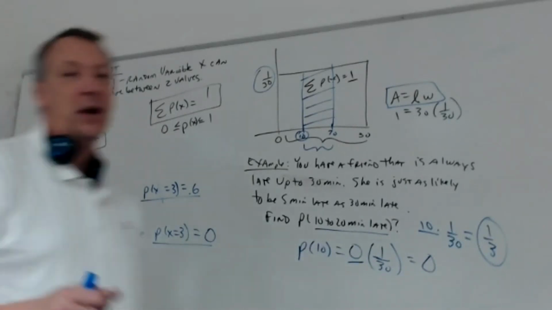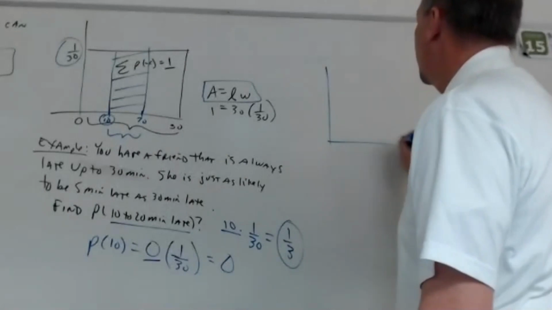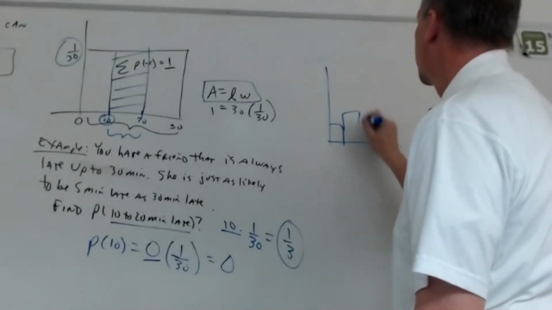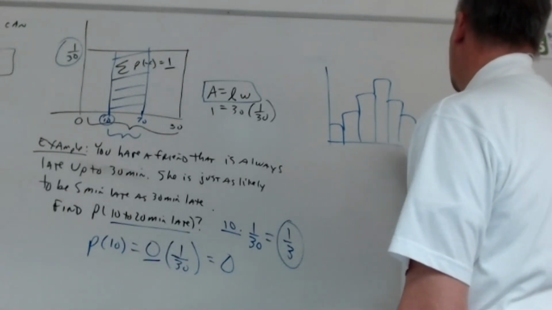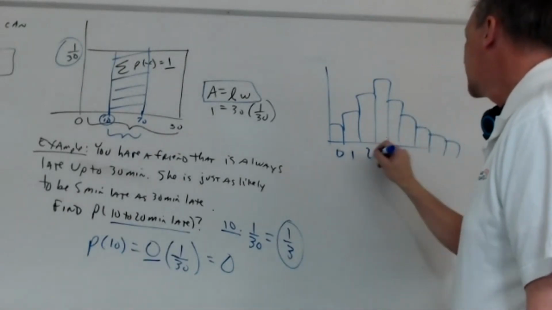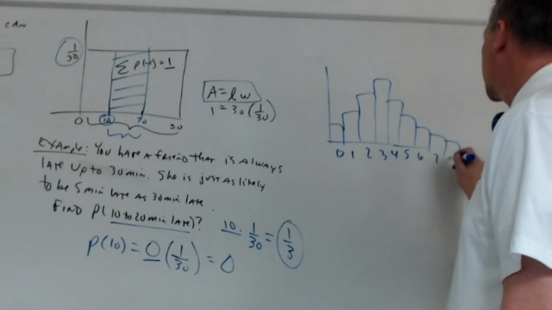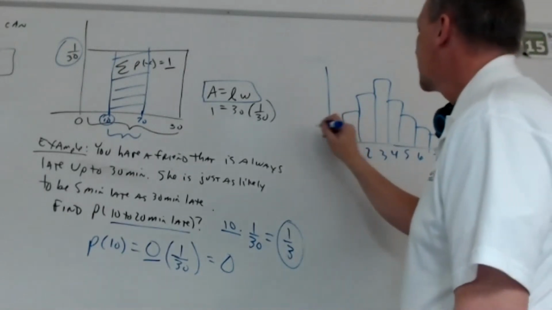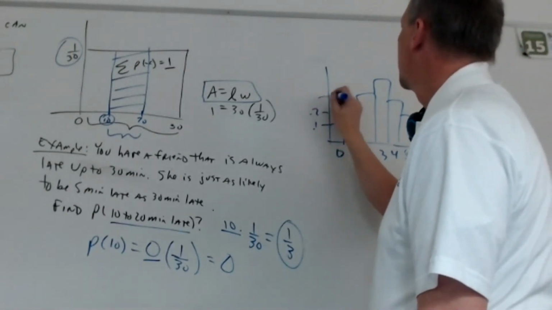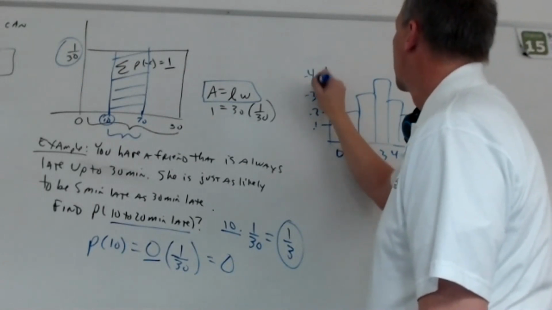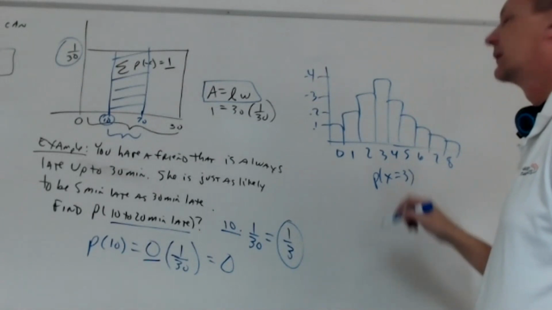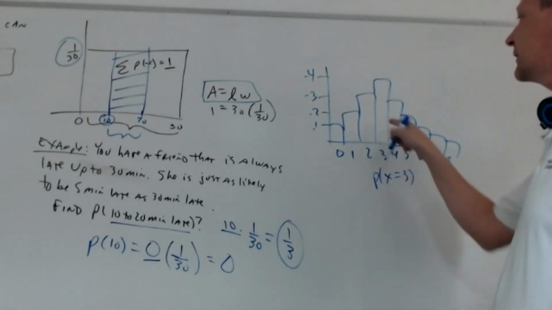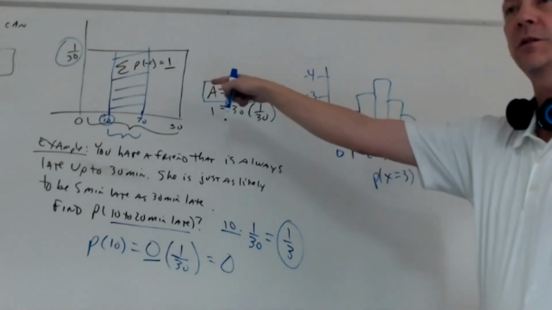So if I were to graph it, let's say here, somebody asked me that in my other class too. If I were to graph some sort of a discrete distribution, whatever, it looks like this. 0, 1, 2, 3, 4, 5, 6, 7, 8. Okay? Let's say that's 0.1, 0.2, 0.3, 0.4. Let's say that I want the probability that x equals 3. This is a discrete distribution as opposed to a continuous distribution.